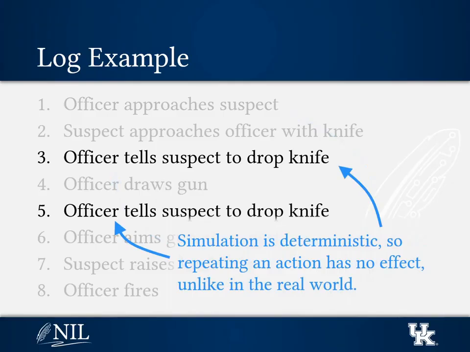Planning algorithms are deterministic, which means that repeating an action has no effect. This is different from the real world, but unfortunately our narrative planner was only able to explain one of these two copies of this action. This is a problem we hope to address in future work.